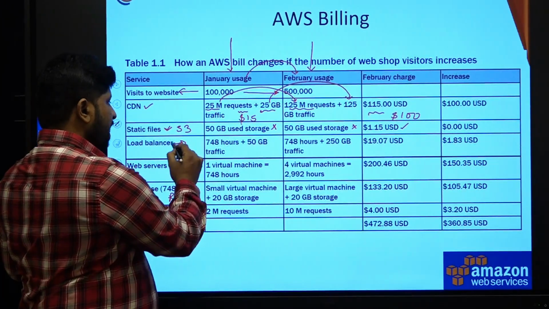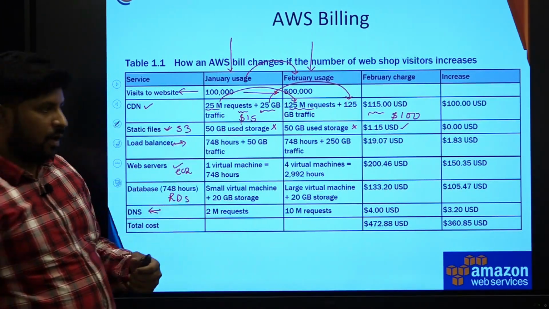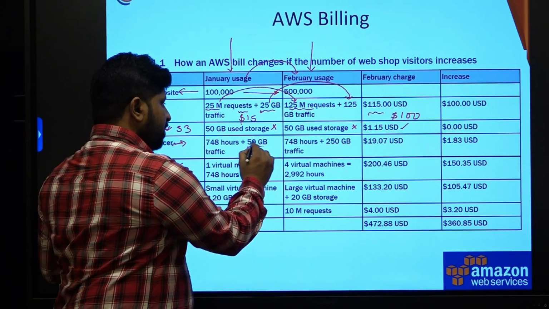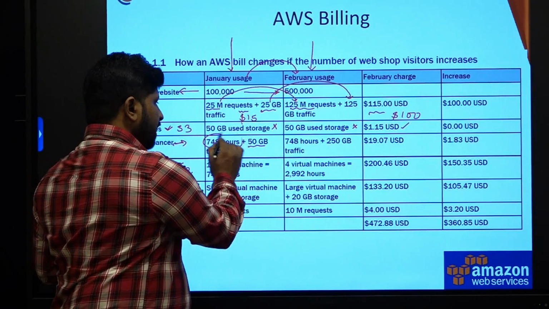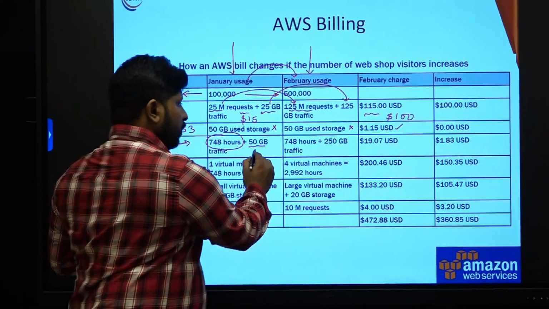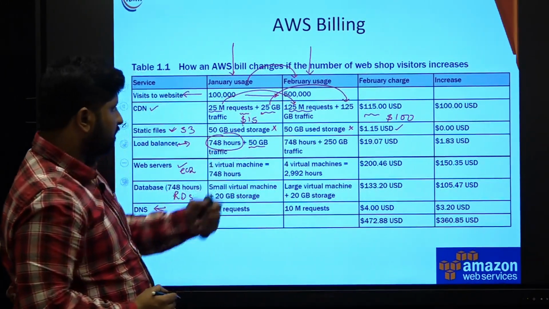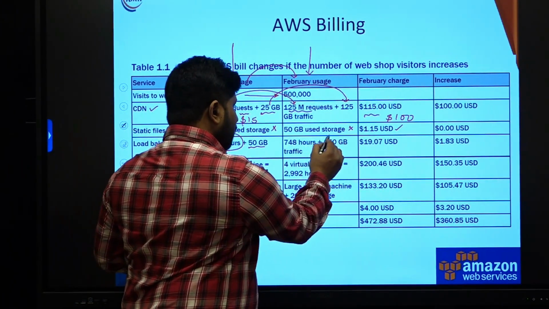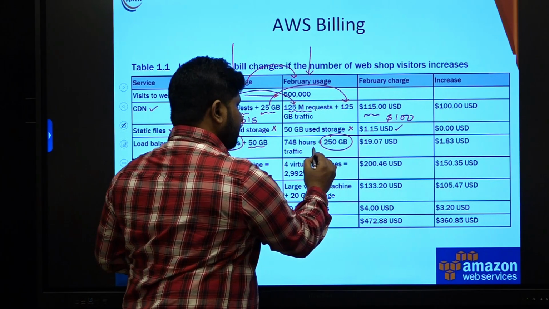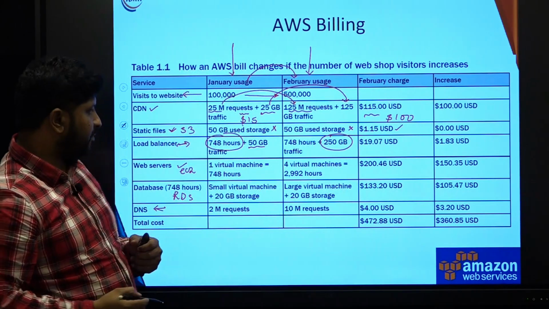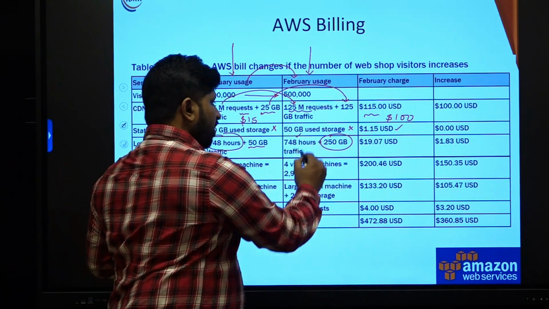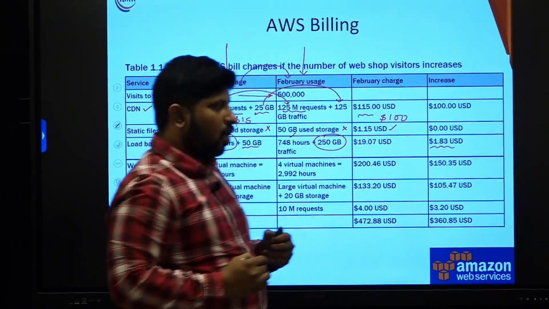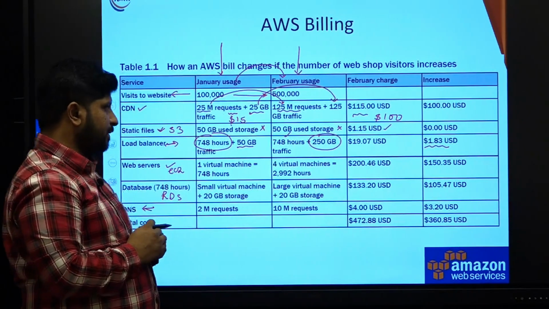At the same time, load balancers. If to balance the load on a single EC2 with 50 GB of traffic for 748 hours, they are charging you a certain amount, when it is being balanced for 250 GB, it means that it has increased 5 times with the same number of hours, where there is an increase only of $1 or approx $2.